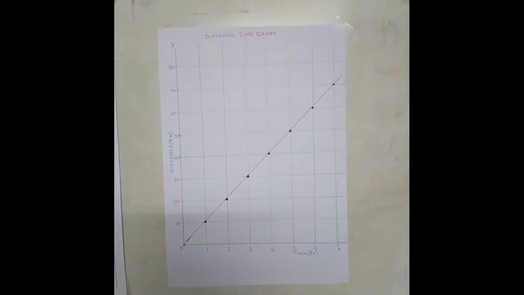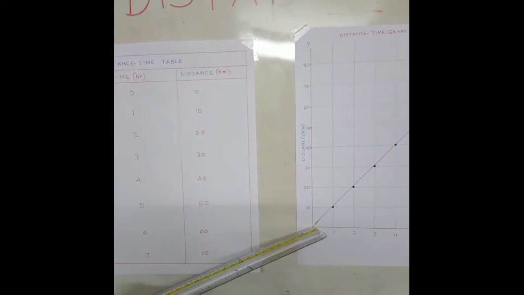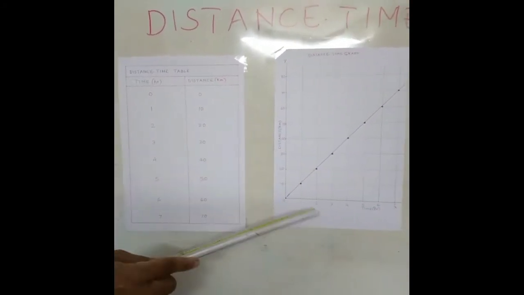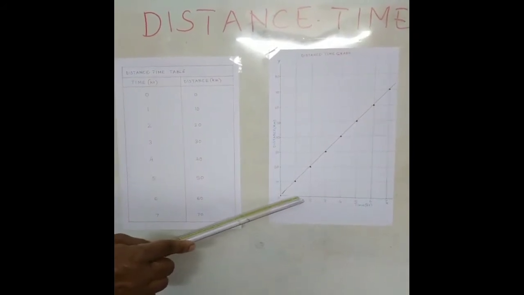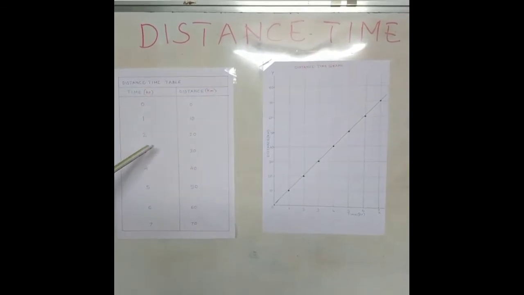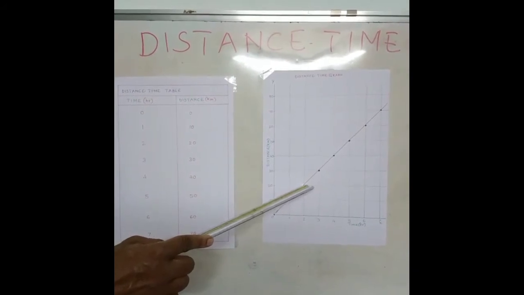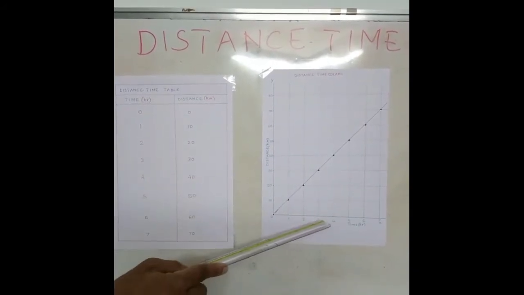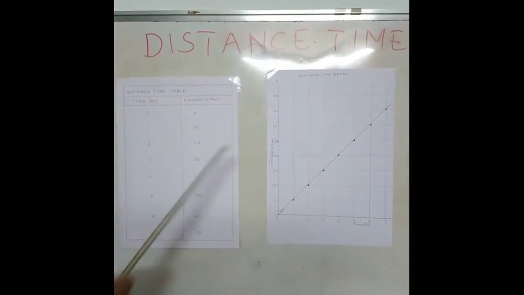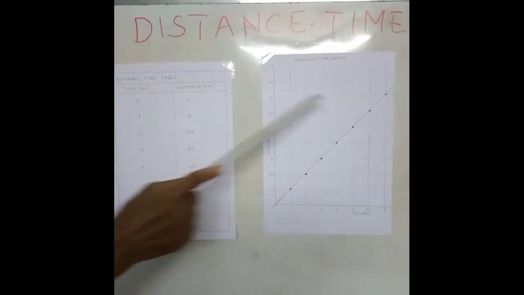Now refer to the table: 0 and 0. Both these values are 0, so 0, 0 comes here, put a mark here. Then 1 and 10: time 1, distance 10, this is the point. Then on the table we have 2 and 20, this point is 2 and 20. Then we have 3 and 30, your meeting point is here, and you take them like that. At the end you can find here 7 and 70.